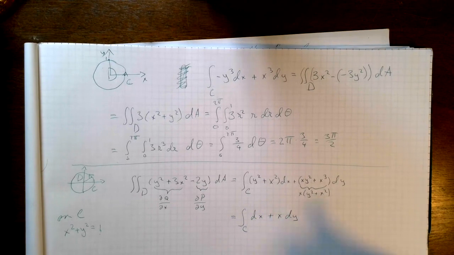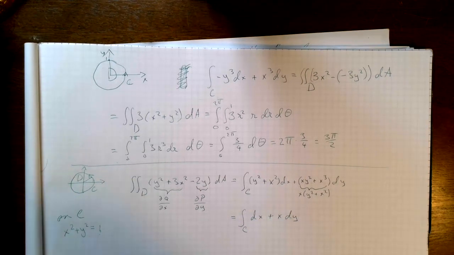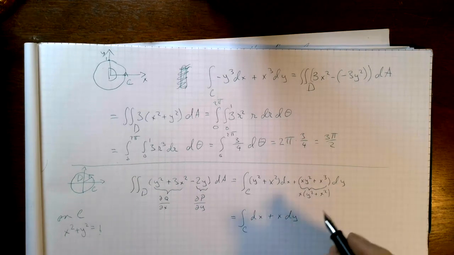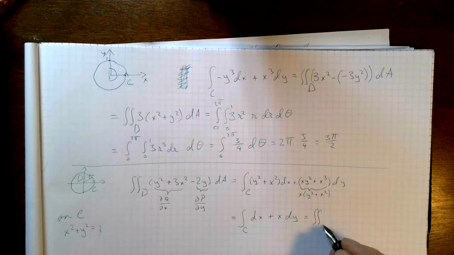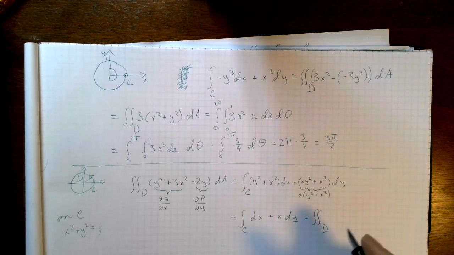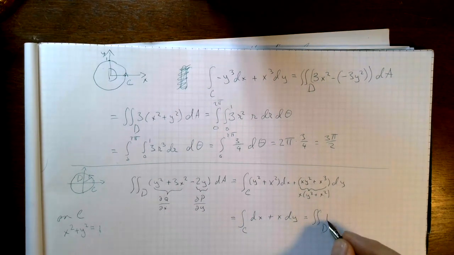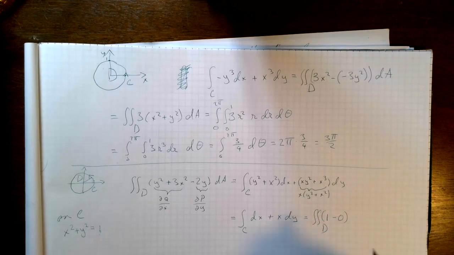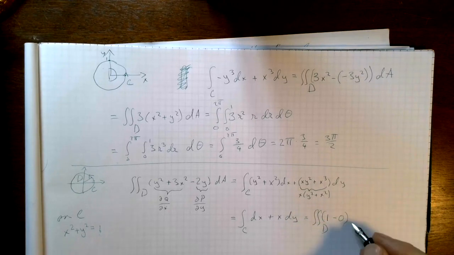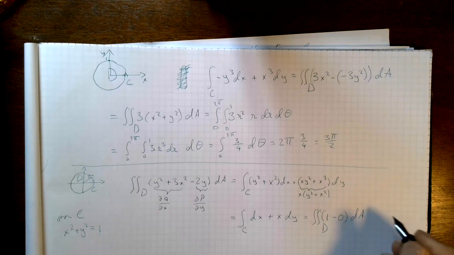All right. So now what we could do is plug in the sines and cosines and so on. But hey, I have a path integral. I might as well just do Green's. So this double integral over D, my P is 1, my Q is x, right? So it's 1 minus 0, dA. So it's just the area of D, which is pi.